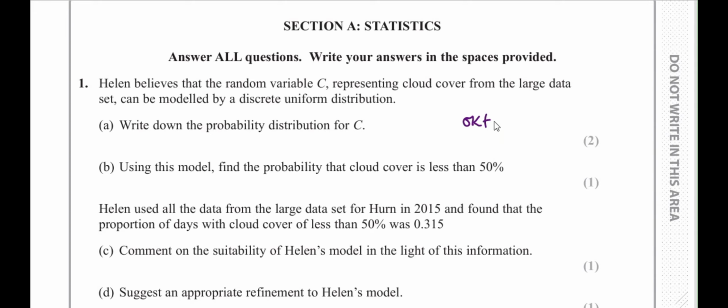Octas means 1/8 of the sky is covered by cloud. So there are 9 outcomes actually, from 0 cloud cover, that means a very clear sky, to 1 part of the 8 parts covered by cloud, 2 parts covered by cloud, 3 parts covered by cloud, and so on, up to the entire sky being covered by clouds. So there are 1, 2, 3, 4, etc. up to 8. So there are 9 outcomes here.